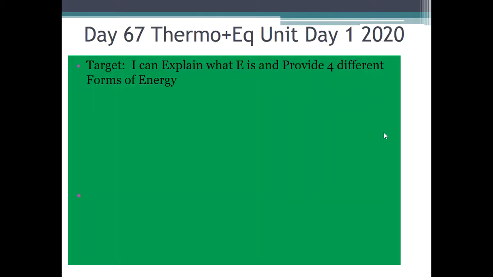And our target for today was to make sure that we could explain what energy is and provide at least 4 different forms of energy. Energy is the ability to cause change, right? Or to do work if you're a physicist. If you want to think about the examples, there's basically 2 types. There's the PE and the KE. There's the potential energy and the kinetic energy.